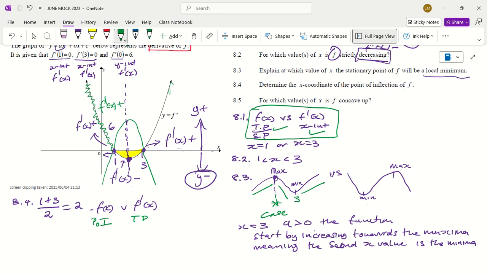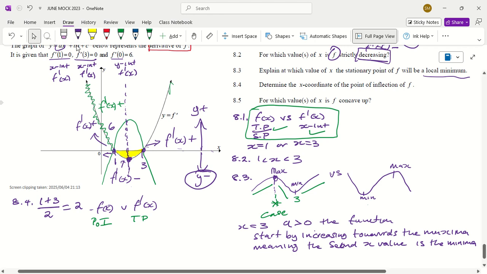If they are asking for the point of inflection of the function, you can use the turning point of the derivative, and you can use axis of symmetry because that is the midpoint of the two x-intercepts. So that is very simple. Then we can go for mark allocation.